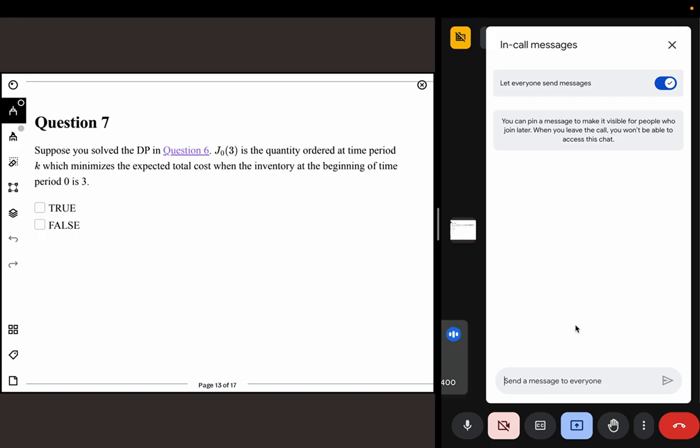The next one is the same problem as in the previous case. J naught of 3. This is more of a notational point, just to be sure that you understood the notation. J naught of 3 is the quantity ordered at time period k, which minimizes the expected total cost when the inventory at the beginning of time period 0 is 3. Is this statement true?